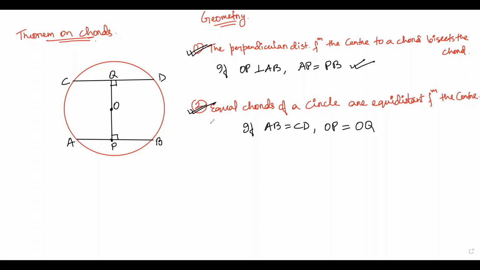The converse of this theorem is also true. That is, if two chords are equidistant from the center, then the two chords would be equal in length. That is, if OQ is equal to OP, then CD would be equal to AB.